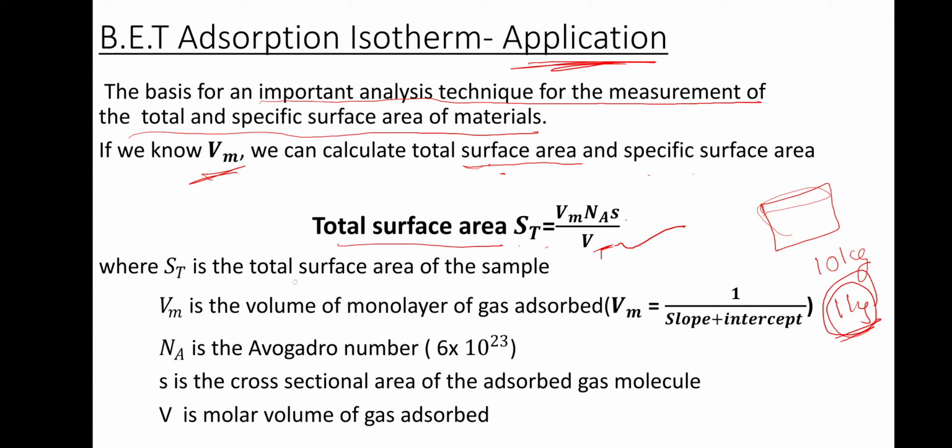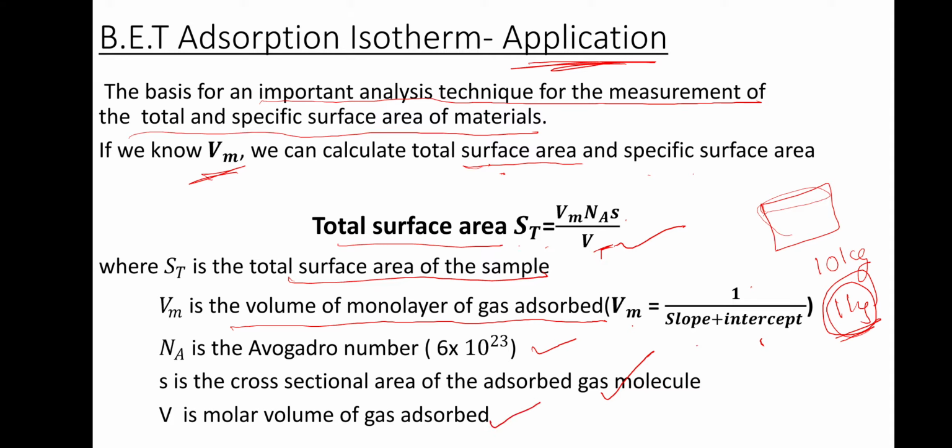So ST is the total surface area. VM is the volume of monolayer of gas adsorbed, that is 1 divided by slope plus intercept. NA is the Avogadro number, we know. S is the cross-sectional area of the gas molecule. V is the total volume of gas adsorbed.